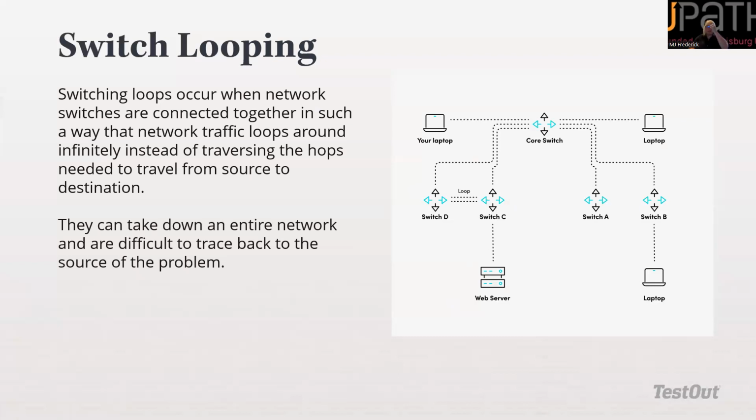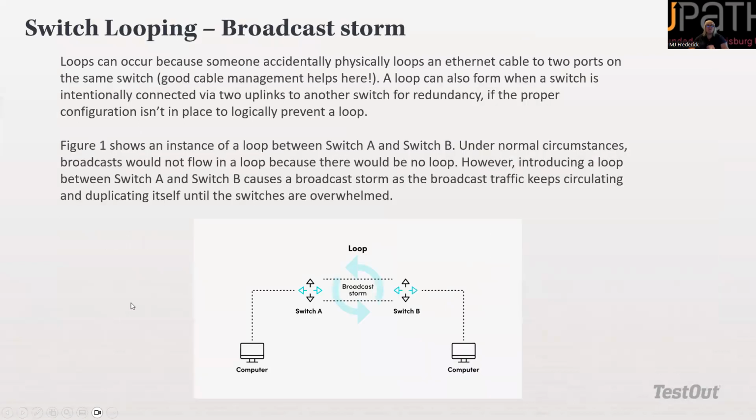So it's going to make it hard for us as we continue on here, looking at the core and these other switches. We're just in this constant loop of network traffic, and we just don't know where it's come from. Is it the laptop here, the laptop here, the laptop here? We're not really sure. So that switch looping creates what is known as a broadcast storm. Again, someone could accidentally physically loop an Ethernet cable to 2 ports in the same switch.